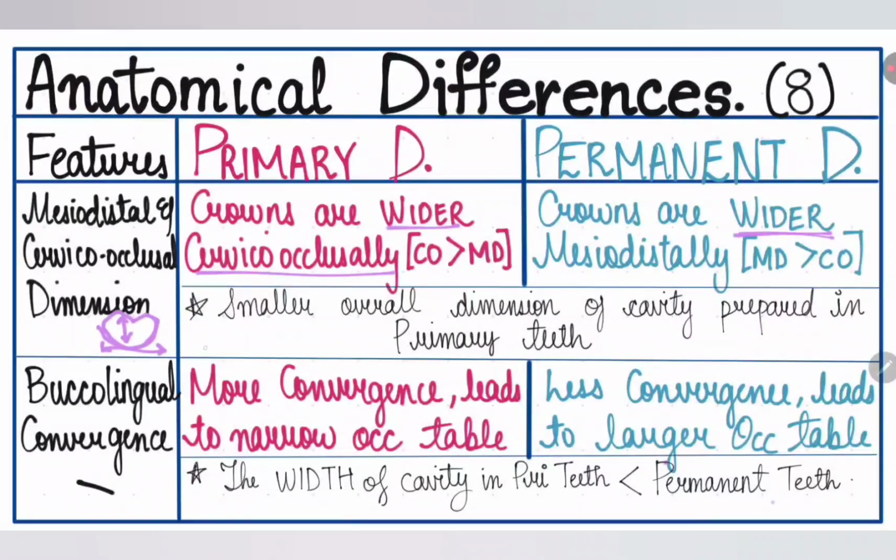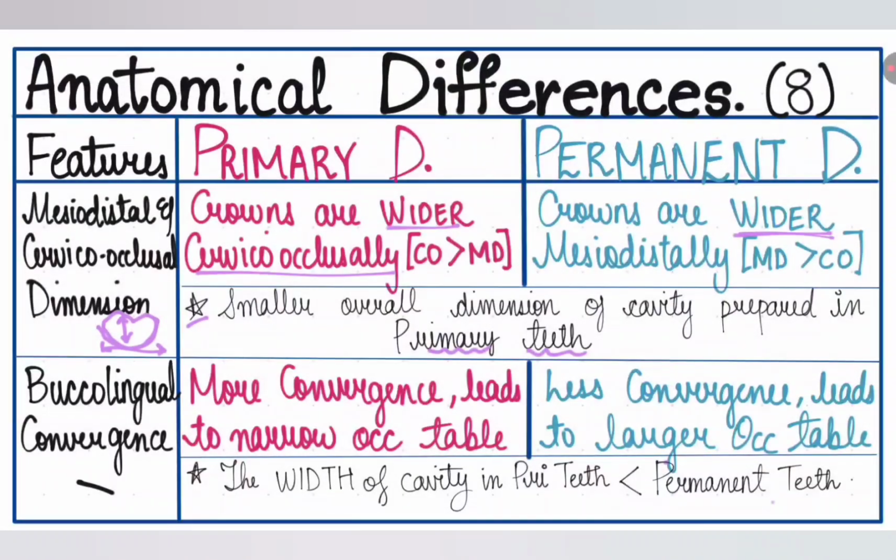Now, what is the clinical significance of it? From now on, we'll see the clinical significance of each factor. Since the primary teeth are wider cervico-occlusally and not mesiodistally, the dimensions of the cavity prepared in primary teeth will be smaller. And this is a very basic thing. What we saw earlier in general features is that the gross dimensions of the primary teeth are smaller than permanent teeth, right? If the primary teeth are smaller than permanent teeth, then the dimensions of the cavity prepared in primary teeth will also be smaller. It's very simple, right?